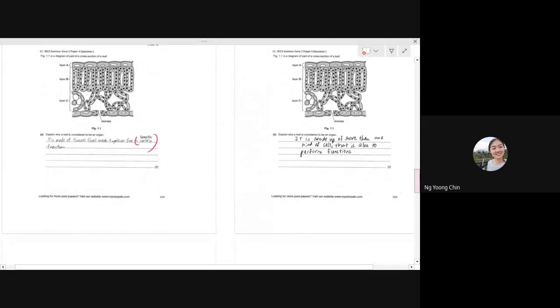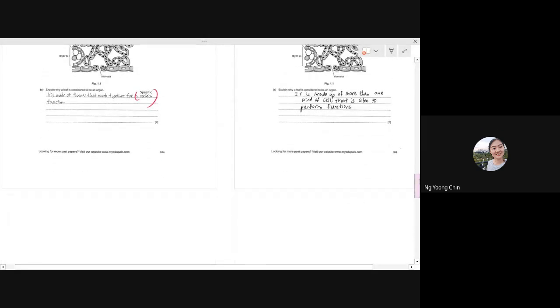I think your answer is quite detailed. Air space between the cells to aid diffusion of gas. Yeah, correct.